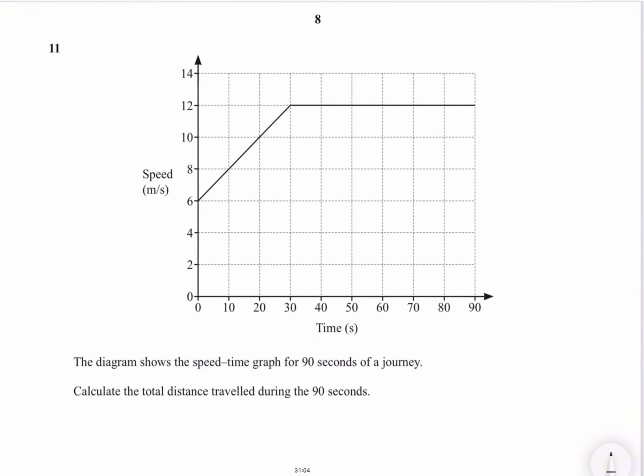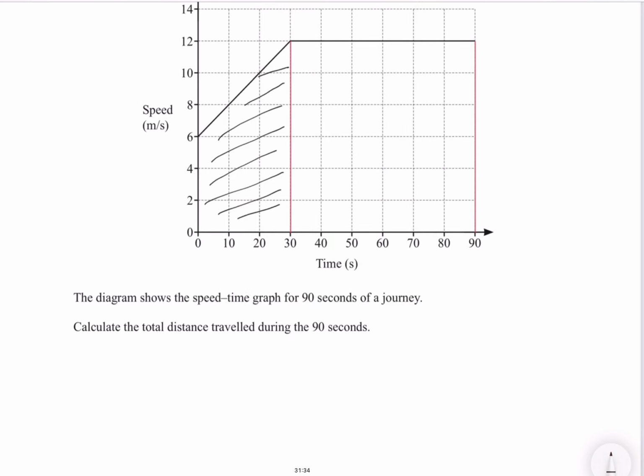In question number 11, calculate the total distance traveled during 90 seconds. As we know, the area under the graph is always equal to distance. So I am dividing this figure in two parts. One is a trapezium and the other is a rectangle. This shaded portion is the trapezium. So first find the area under this graph, which would be the distance.